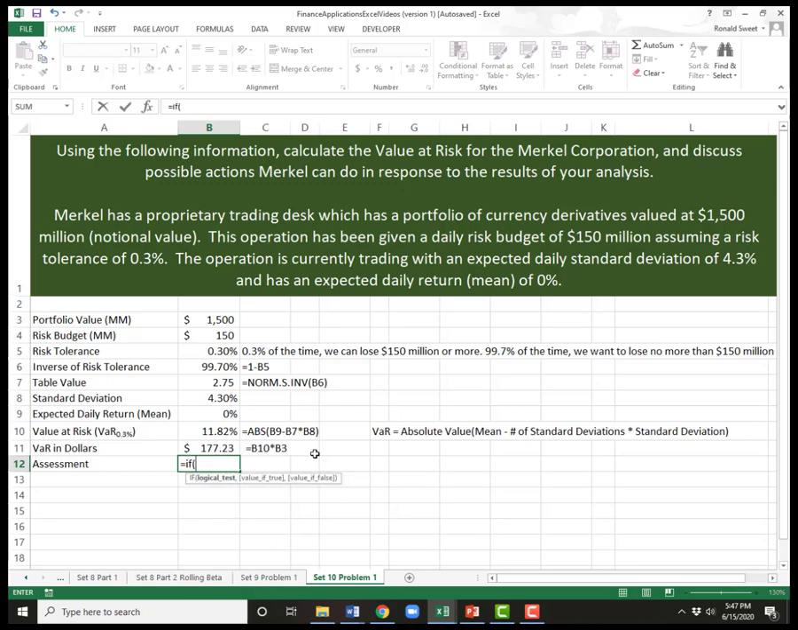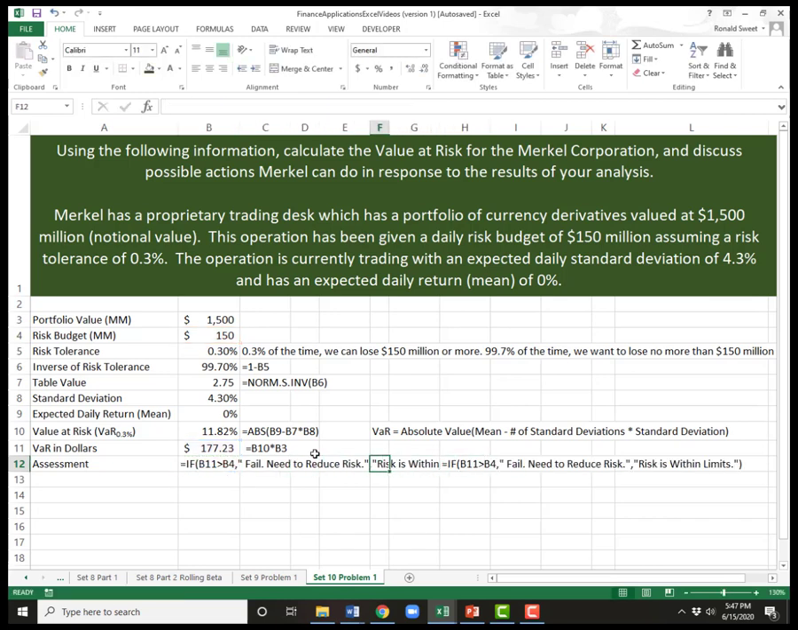So equal if our VAR is greater than our risk budget, we say fail, need to reduce risk. Otherwise we say risk is within limits. Or some other type. You don't have to use exactly those words, but those words are fine. And so they fail. They're taking too much risk. You have a few problems in this problem set. I know at least one of them they pass. And so there you have it.